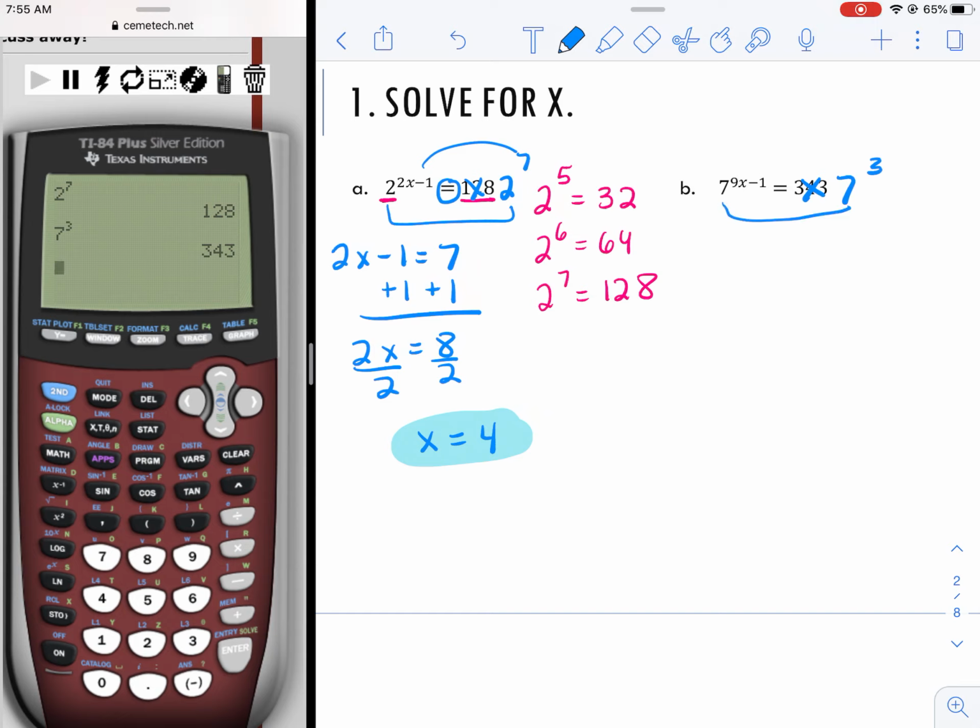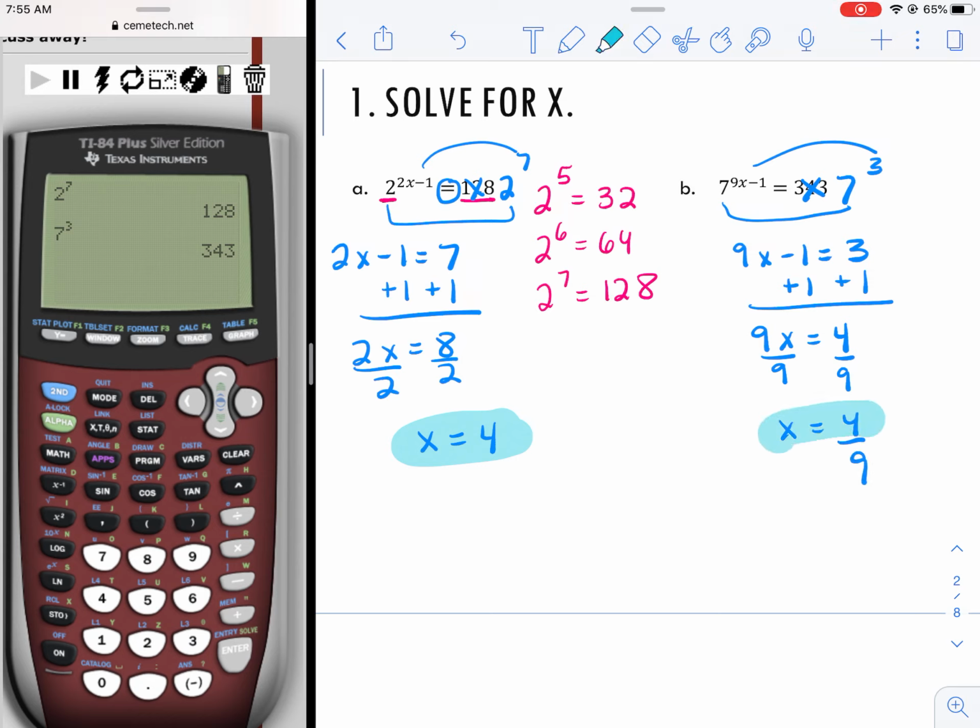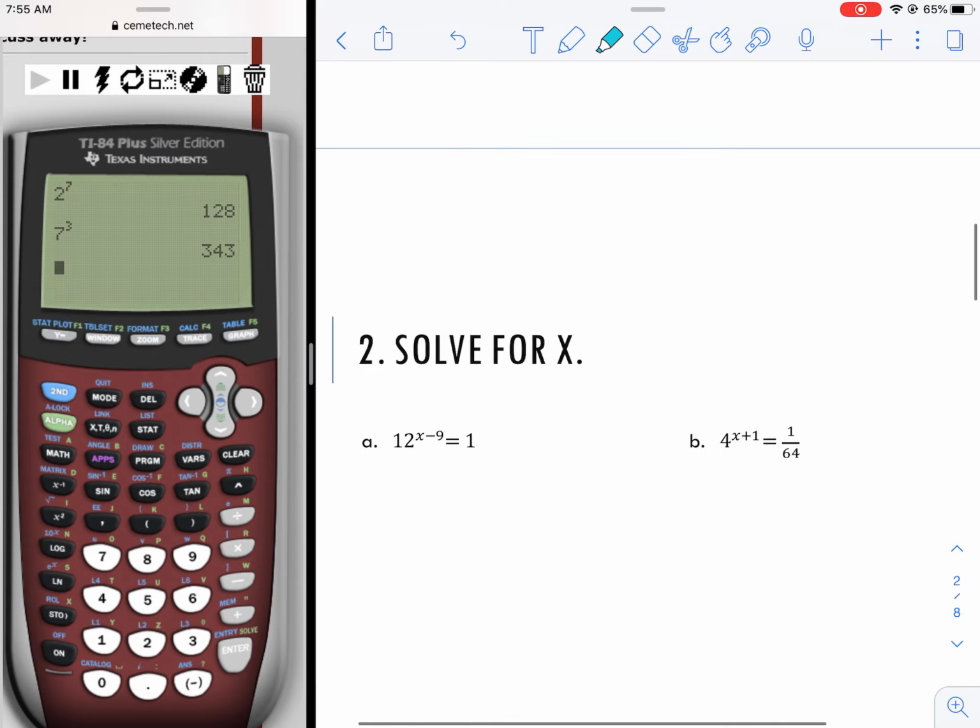Now that the bases are the same, the exponents must also be the same. So we're going to set 9x minus 1 equal to 3, and then we add 1 to both sides. We get 9x equals 4, divide both sides by 9, and x equals 4/9. So in each of these problems, we just had to change one of the bases.